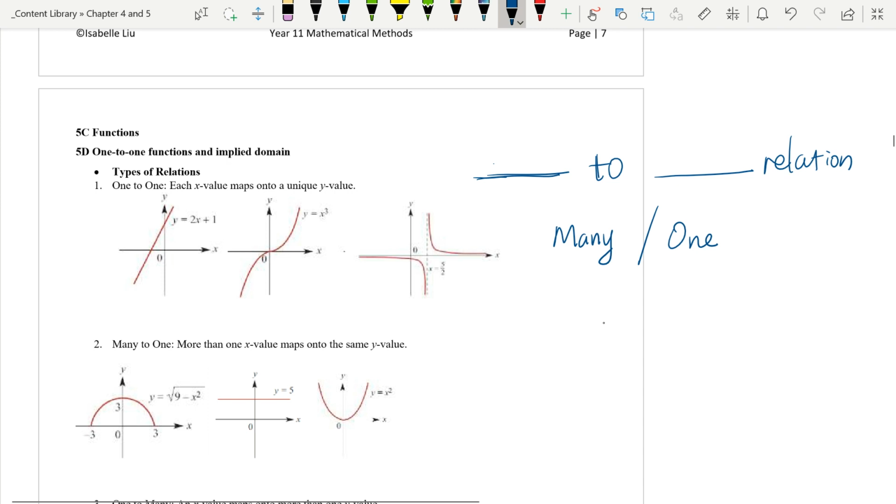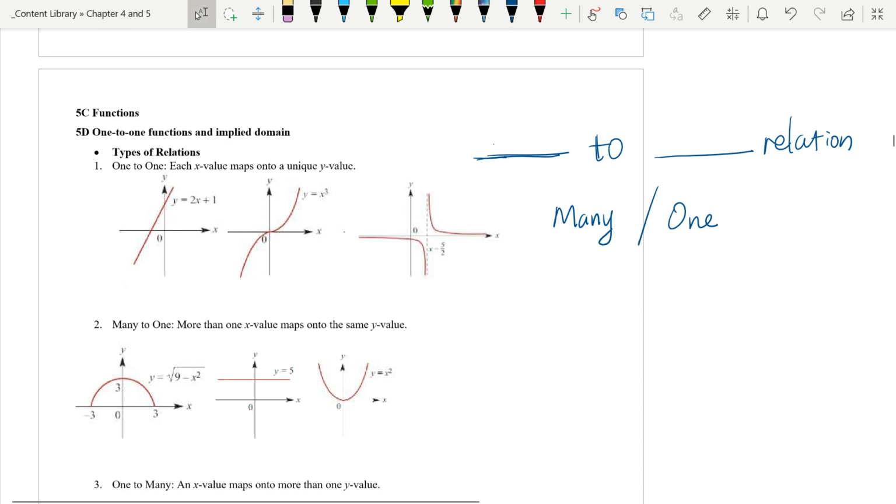So how do we decide which one is one-to-one, which one is one-to-many? How do we decide the type of relation we have? First of all, we need to have the graph. Well, you can think logically, but it's really, really hard. If you have the graph, it's much easier. The first thing is you have your graph.